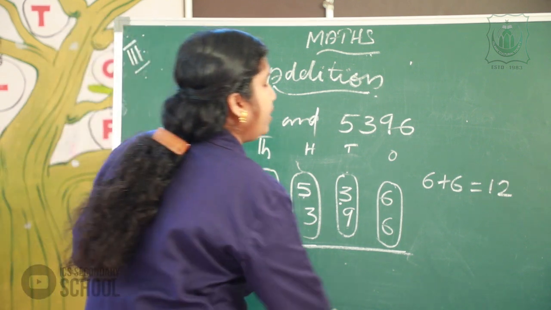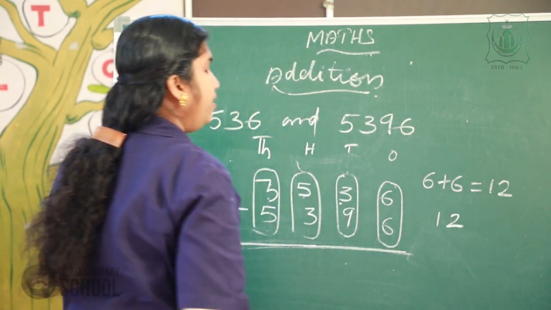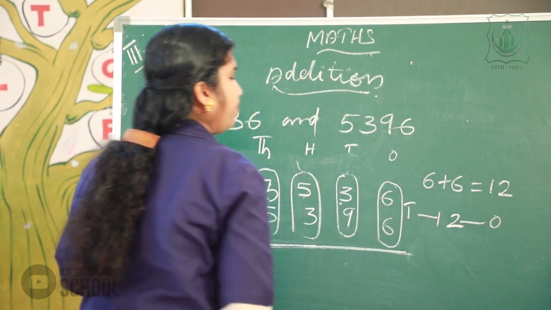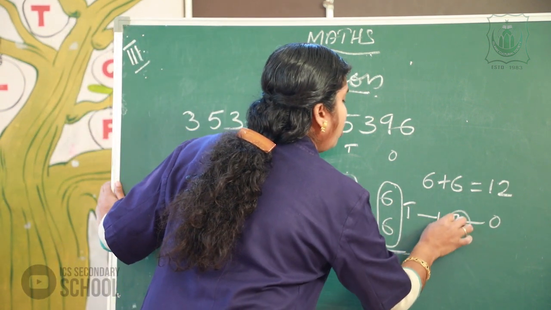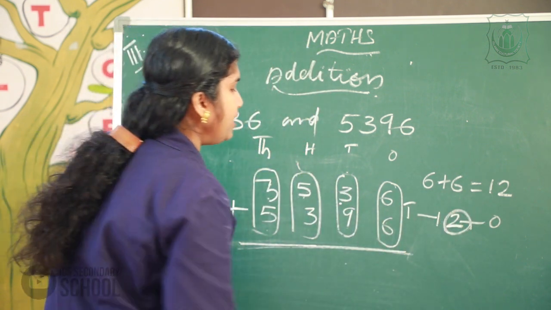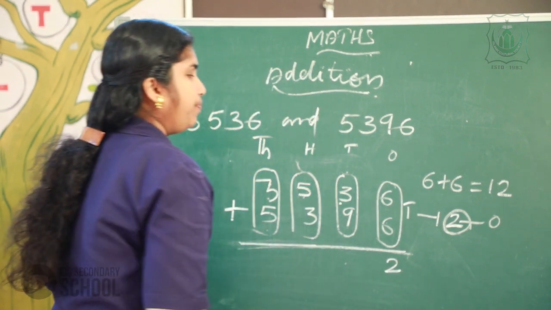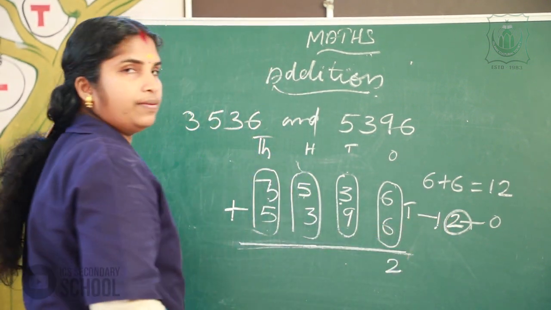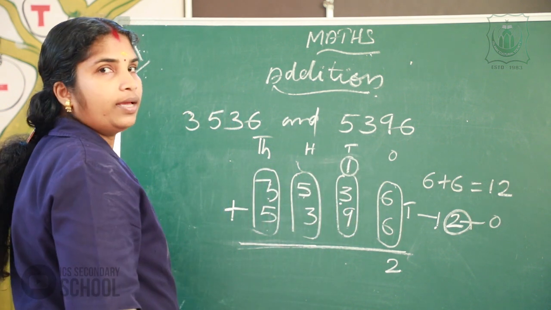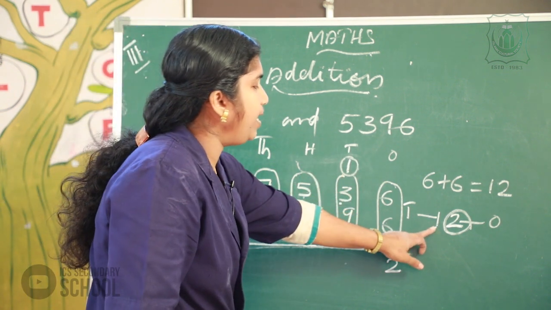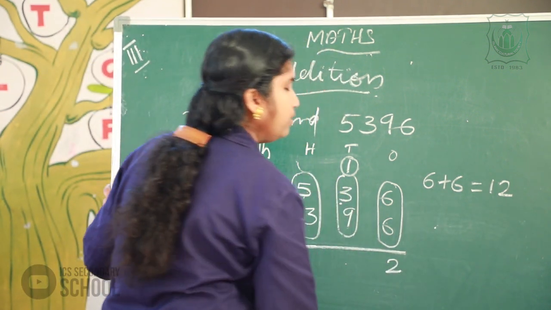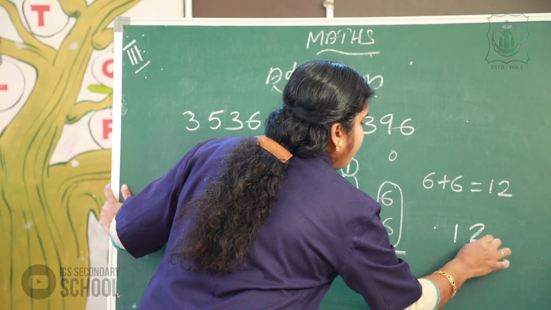Okay. The number 12, this is the 1 place, this is the 10 place. We add the 2 from the 1 place to the 1 place. The 1 in the 10 place is carried over to the 10 place. Carry over to the 10 place. This 1 is carried over to the 10 place. Okay, you got it?